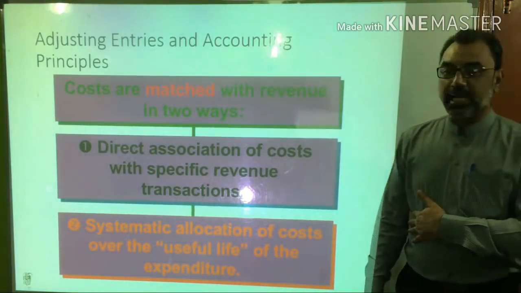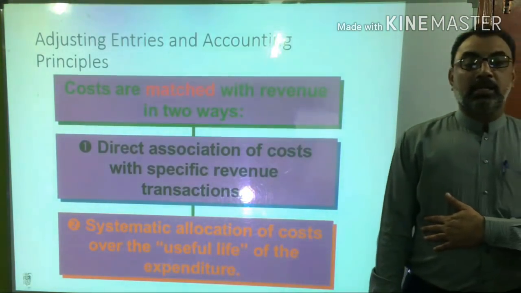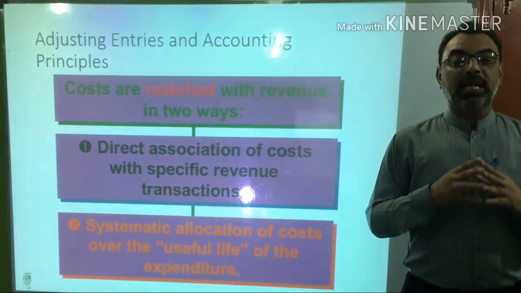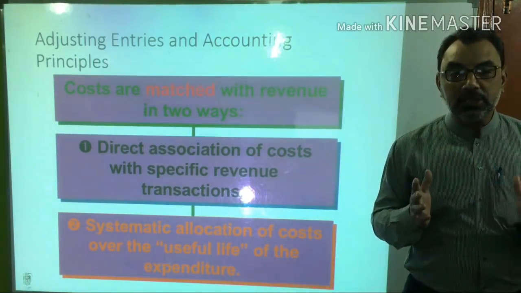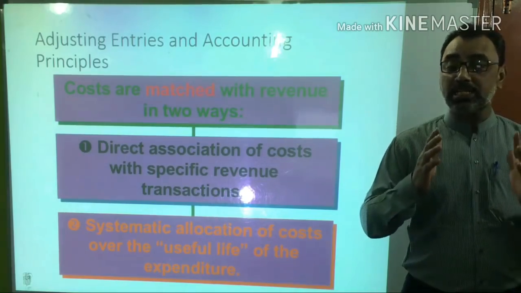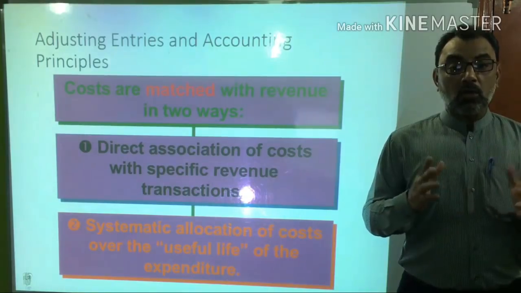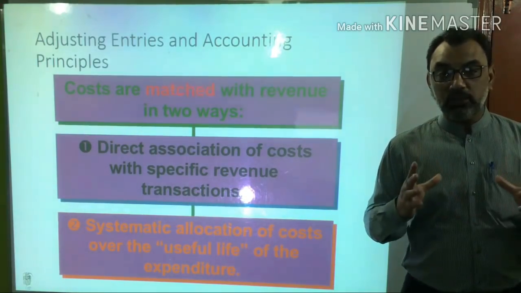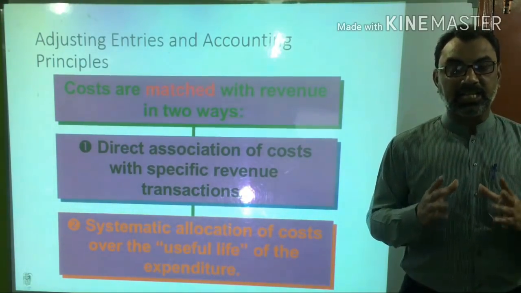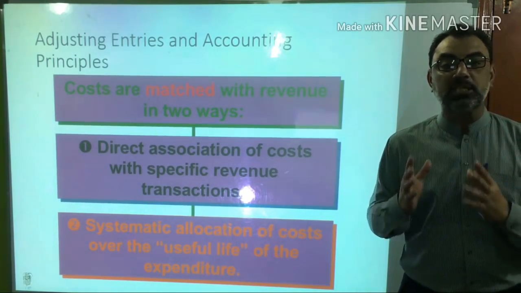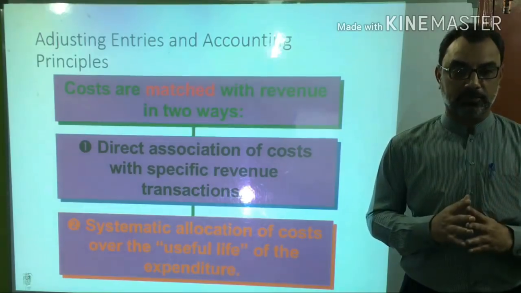Now, adjusting entries and accounting principles. The adjusting entries are the means by which accountants apply the realization and matching principles, which we discussed in detail in our previous lecture. Through these entries, revenues are recognized as they are earned and expenses are recognized as resources are used or consumed in producing the related revenue.